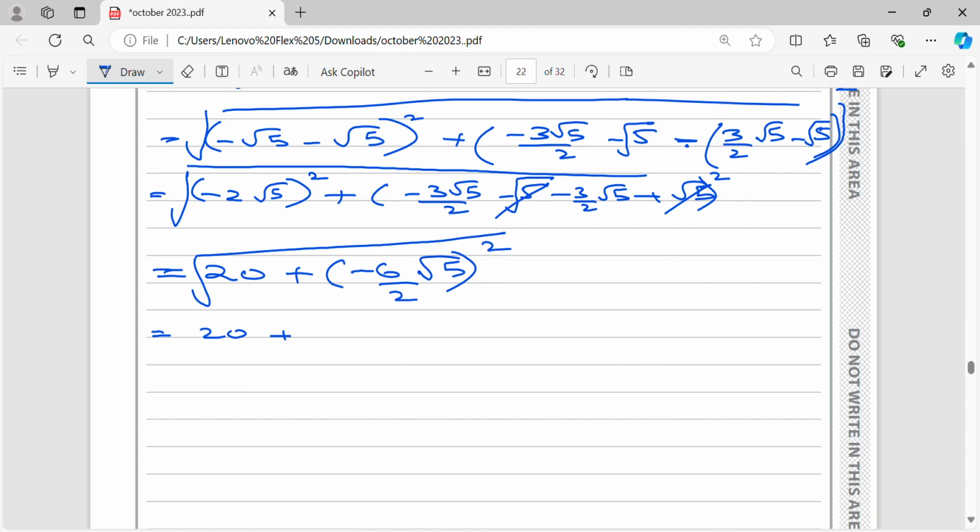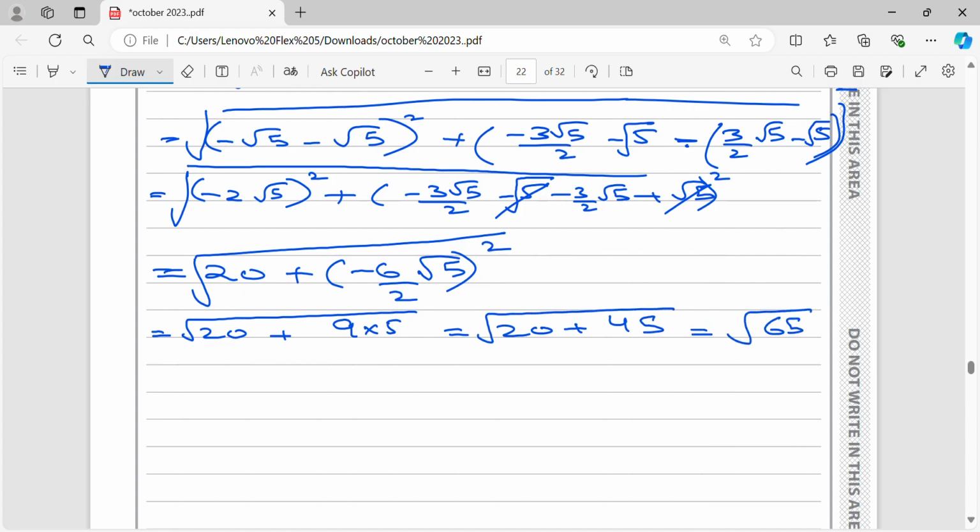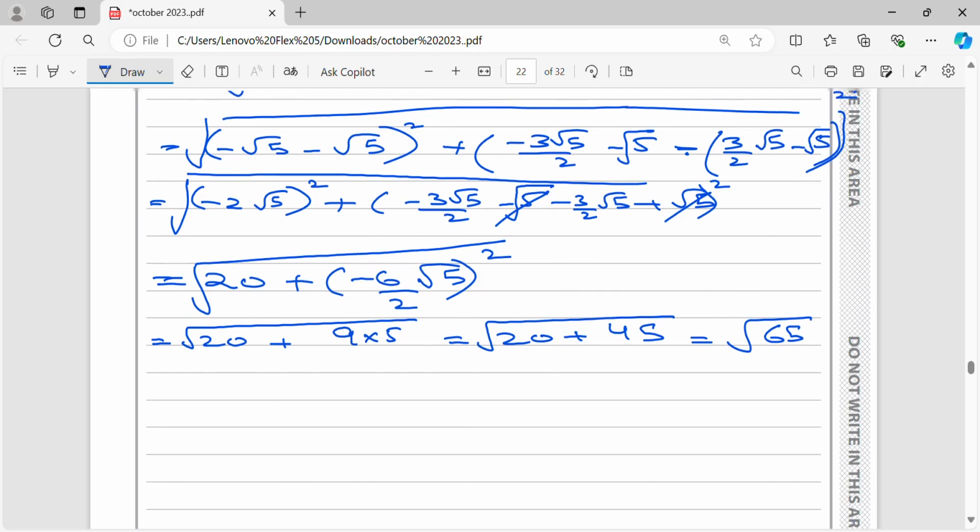Six divided by 2 is negative 3, and the square of negative 3 is 9 times 5. 45, and that is 65. So the distance, in the last part of this question, I'm supposed to find the exact distance of PQ. So this is the exact distance.